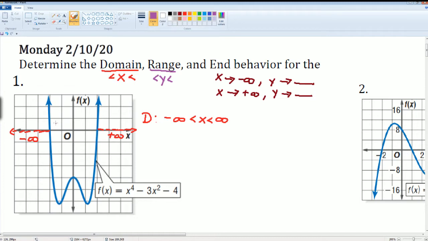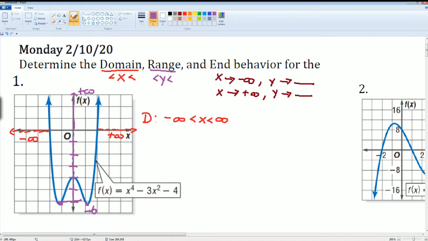Let's look at the range now. The range is up and down. So let's look at how high it goes. Well, it looks like it goes all the way up to where? Positive infinity. And where does it go all the way down? Oh, it goes down here. It stops right here. What number is this? This is -1, -2, -3, -4, -5, -6. You see how it's right here?